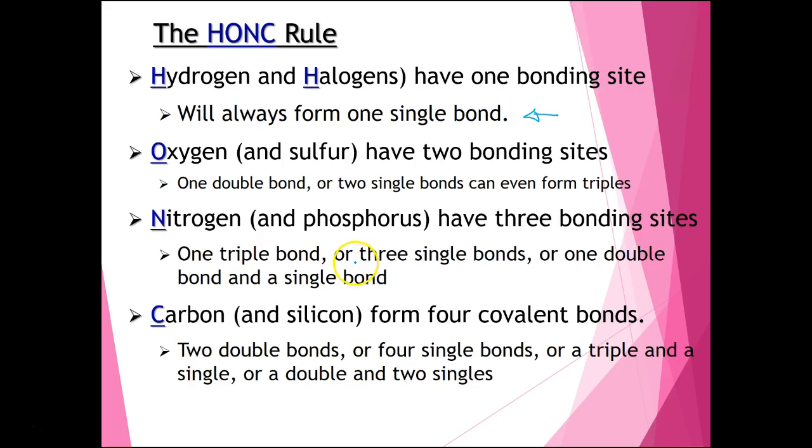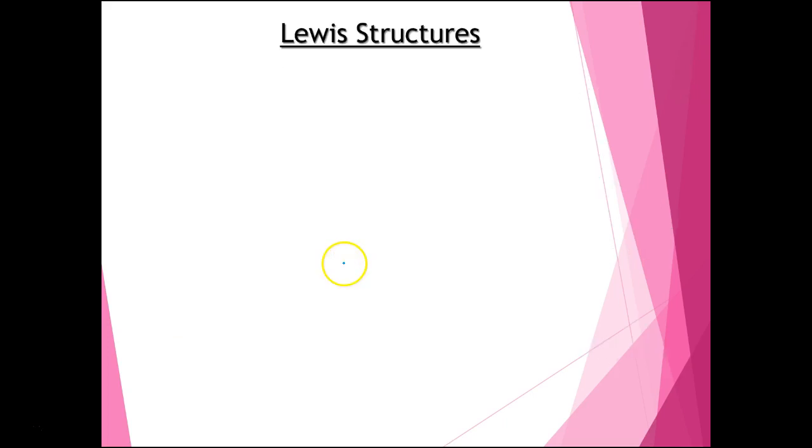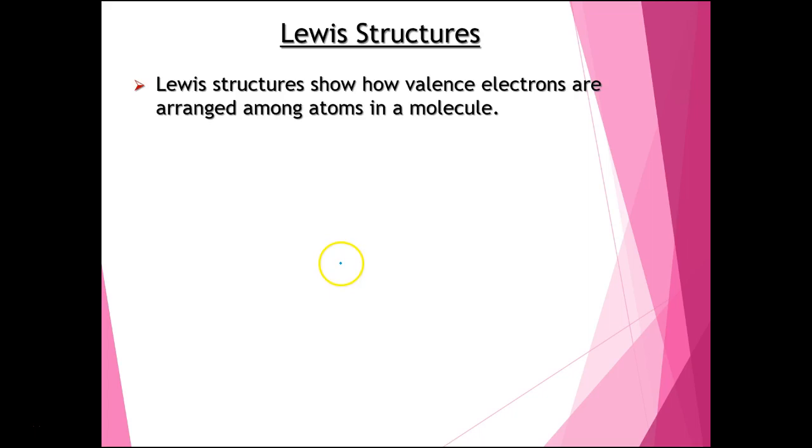So those are some rules about bonding sites and how we know what's going to form what. Pretty much, if it has more than one bonding site, it can form any kind of bond, double, single, or triple. They are rare in some cases, like 2 bonding sites. Triples are a little bit rare, so we won't see those quite as often in oxygen and sulfur, but they do exist. So Lewis structures. The Lewis structure shows the valence electrons and how they're arranged in the molecule.